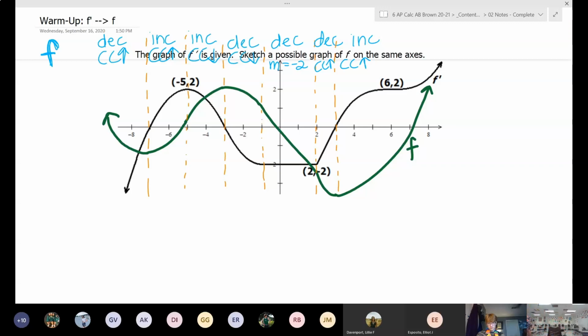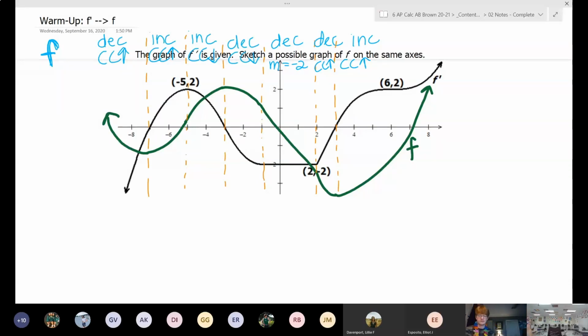Any questions on how I figured out stuff from there? Mitchell, your hand's up. Yeah, so is this the one where, from f prime to f, the y value doesn't matter? Yes. Okay.